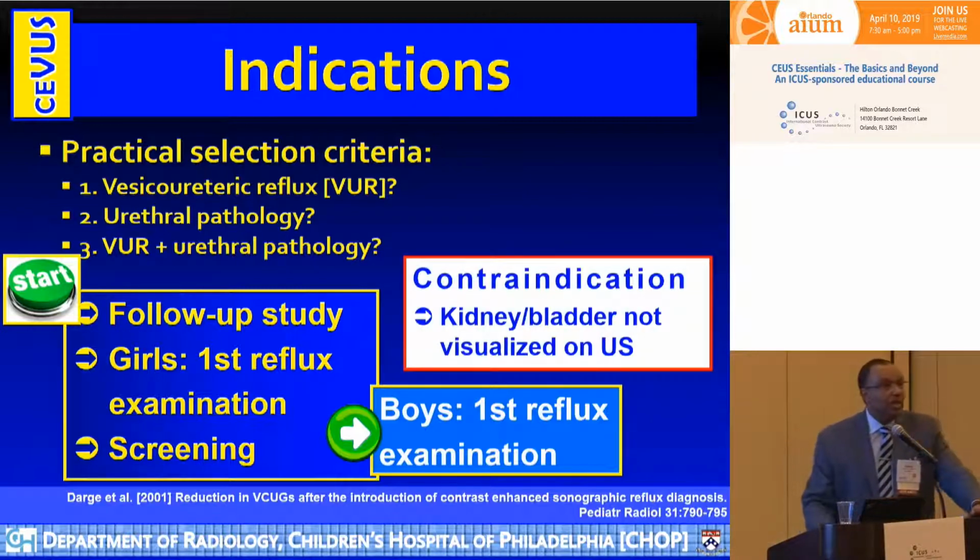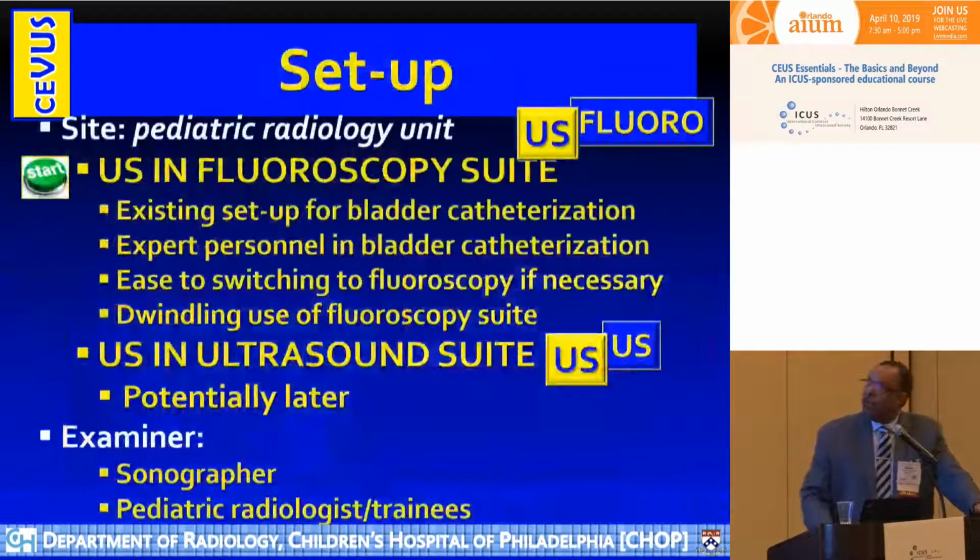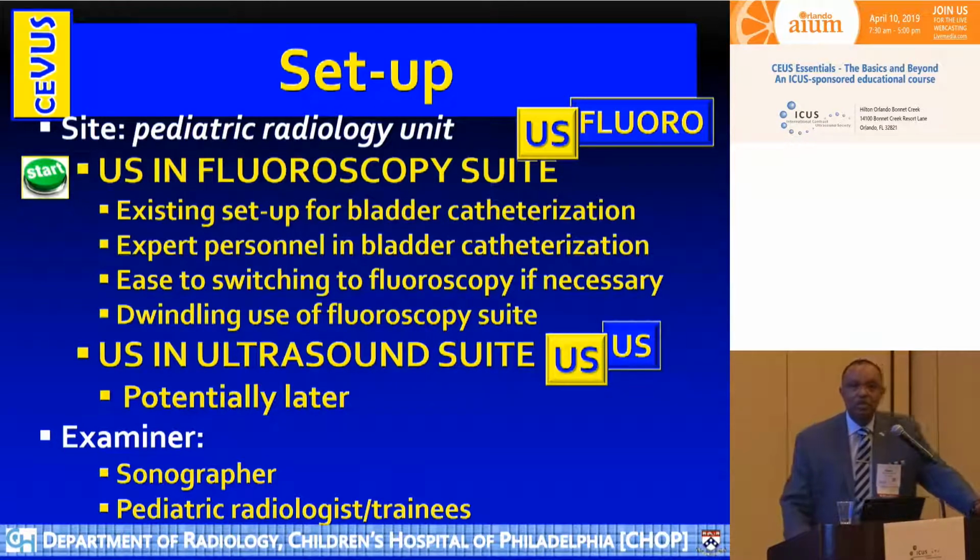The only contraindication is if you don't see the kidney or bladder. That rarely happens, if a patient has severe scoliosis, sometimes due to myelomeningocele or otherwise. The setup is, you can do the study in your fluoroscopy suite or in your ultrasound suite. It's possible to do both. Yes, we have done it in both places. It's just out of practicality: who can catheterize, where do we have space, and so on.